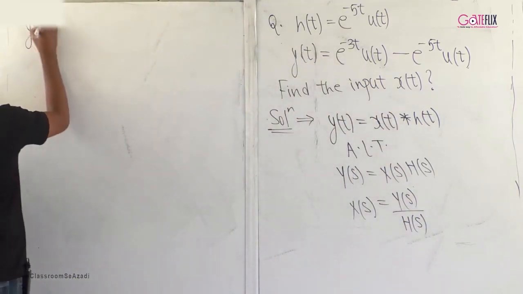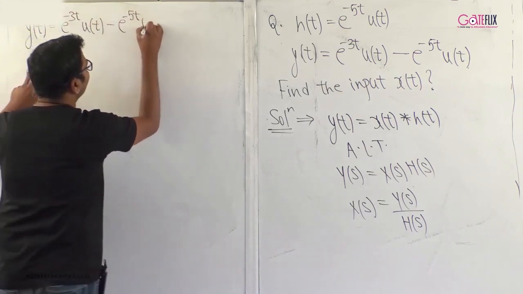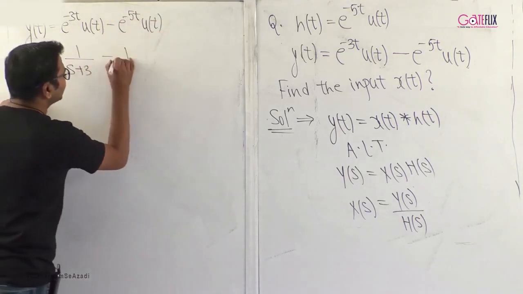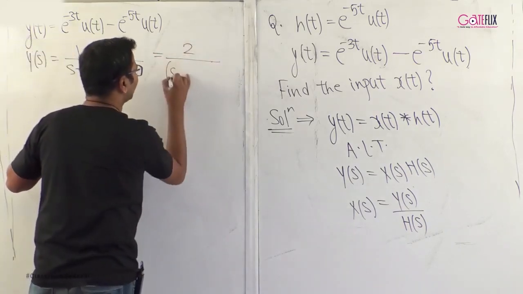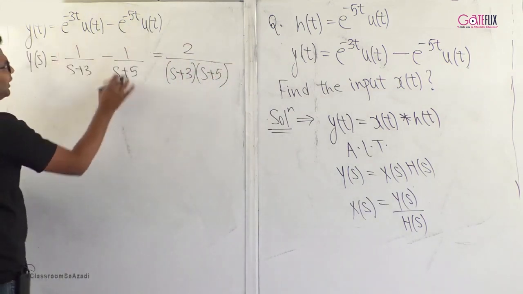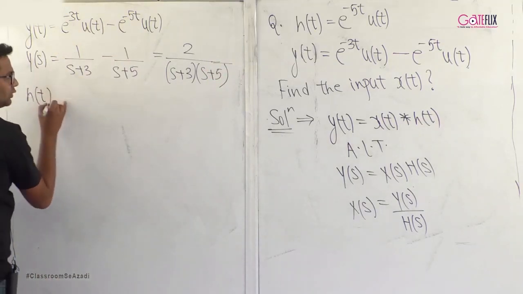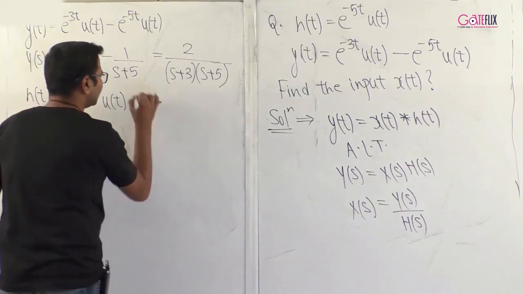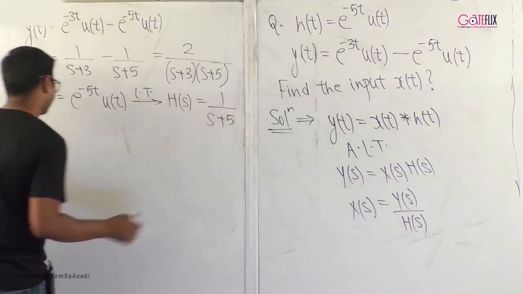Now, since y of t is e raised to minus 3t u of t minus e raised to minus 5t u of t, Y of s will be 1 upon s plus 3 minus 1 upon s plus 5. If we simplify this, this will come out to be 2 upon (s plus 3) into (s plus 5). This is simplifying by cross multiplying this fraction. Similarly, h of t will be equal to e raised to minus 5t u of t. Therefore, the Laplace transform capital H of s will be equal to 1 upon s plus 5.